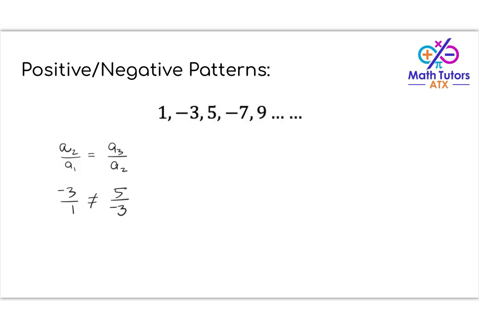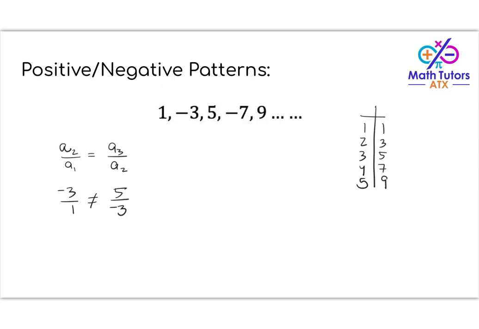What I am noticing, though, is that if I didn't have it be negative, I would have 1, 3, 5, 7, 9. And that to me looks like a very arithmetic pattern, right?